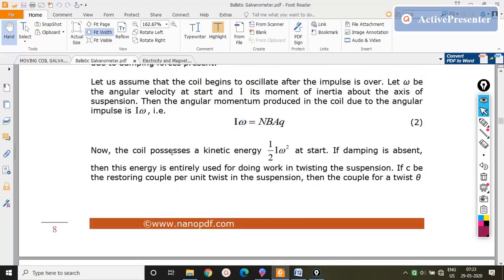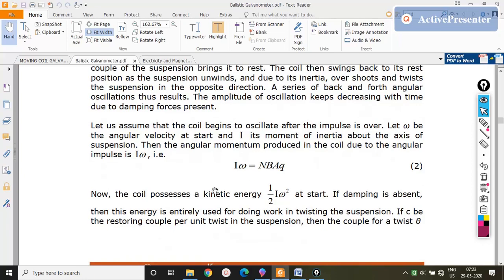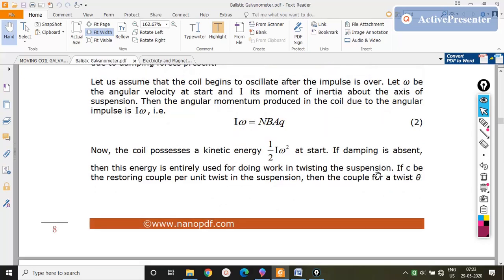Now the coil possesses a kinetic energy of half I omega square at the start, because as the oscillation starts, omega is the angular velocity and I is the moment of inertia. So half I omega square is the rotational kinetic energy at the beginning. If the damping is absent, then this energy is entirely used for doing work on the suspension fiber. So the entire kinetic energy which comes due to the impulse is used in twisting the suspension fiber.